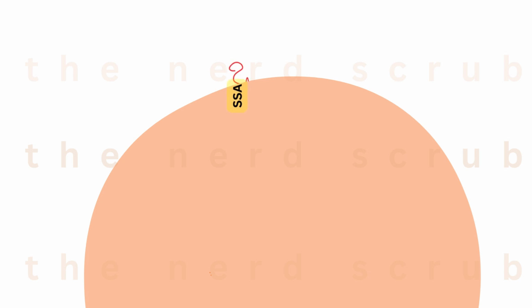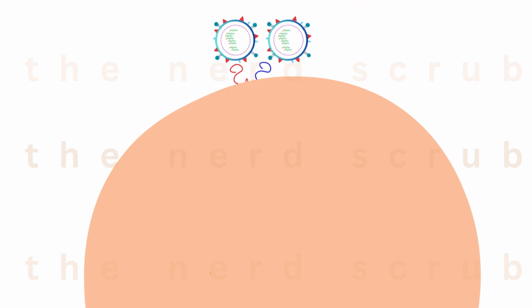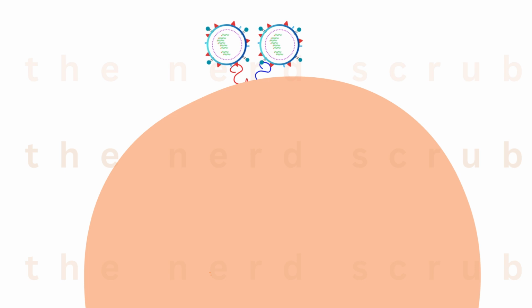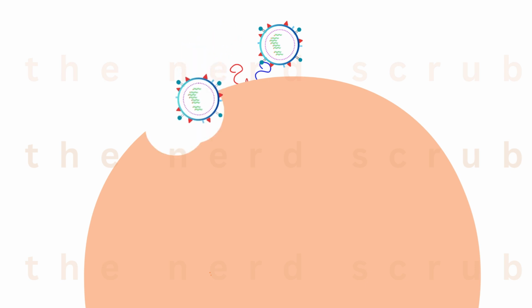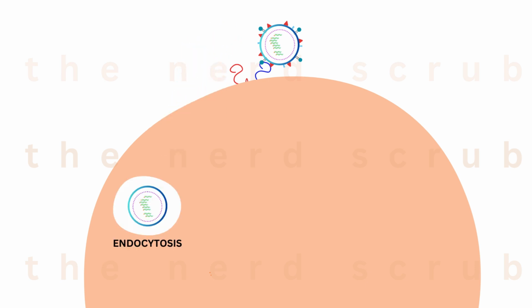The virus attaches to the sialic acid receptors on the surface of the epithelial cells in the respiratory tract using hemagglutinin. And this binding triggers the endocytosis, allowing the virus to enter the host cell. After entering the host cell, the viral envelope fuses with the endosomal membrane, releasing the viral RNA segments into the cytoplasm.